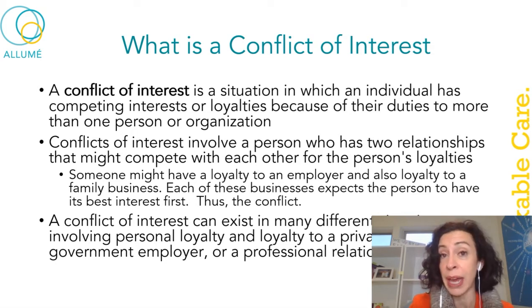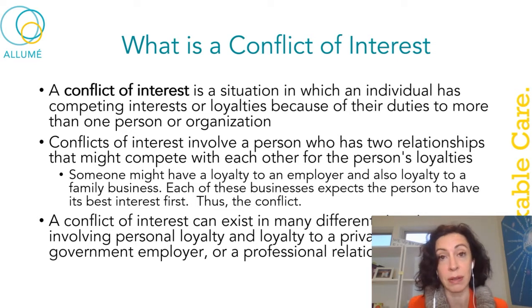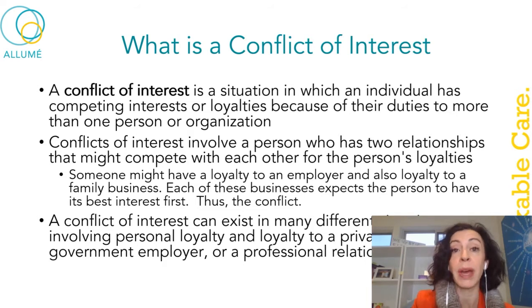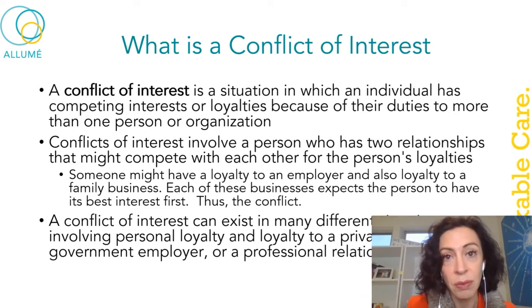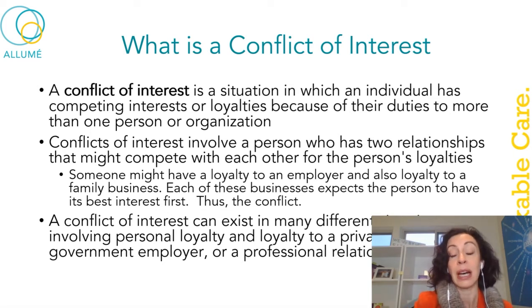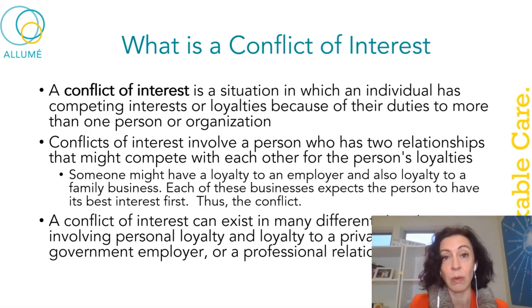So a relationship with Illume and a relationship with someone else. It could be a relationship with Illume and a patient, could be a relationship with Illume and another employee, could be Illume and another company that you have a relationship with or influence with. It could be another side business that you have, right? Illume, another side business. So someone might have a loyalty to an employer and also be loyal to a family business. And each of these businesses expects the person to have its best interest first. And there could be a conflict.